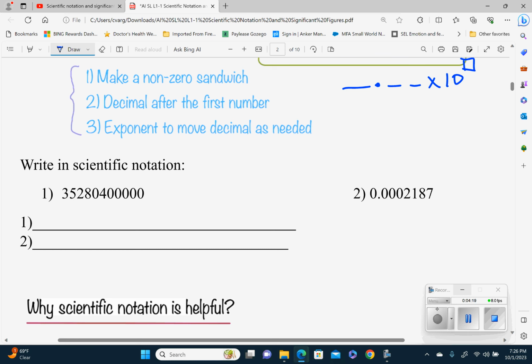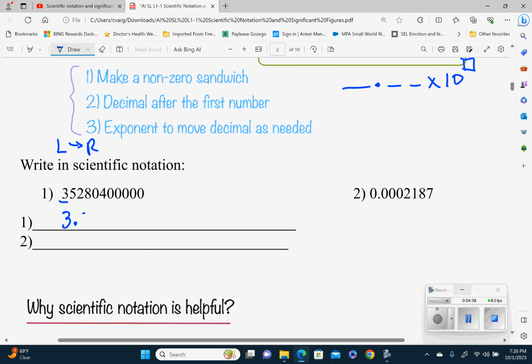So if I look over here, right, the first number that I have from left to right, we always start from left to right. The first number that we have from left to right is a 3. That is not a 0. So we're going to write 3 point, and then we're going to write all the other numbers to the right that are not zeros at the end.